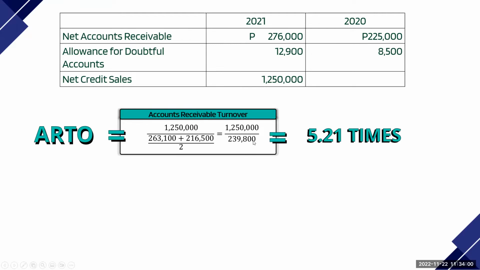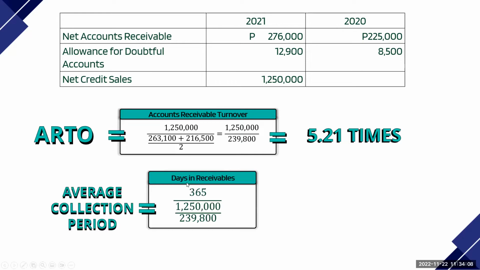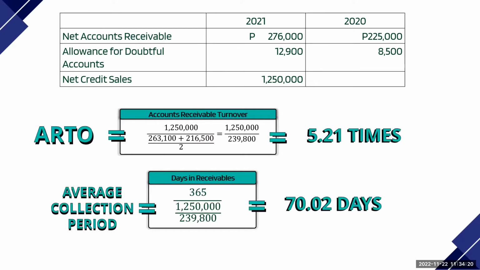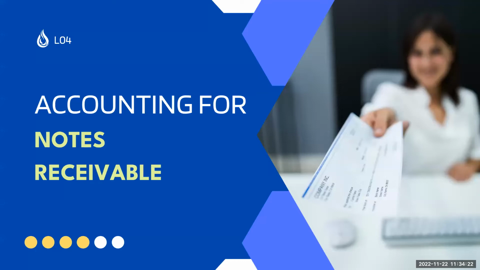So in essence, the simple solution is net credit sales divided by average AR is equal to 5.21. And then your average collection period is just basically 365 divided by 5.21 is equal to 70.2 days. So that basically ends parang everything that we need to know about AR for the quiz. And then for next week, we'll talk about notes receivable.